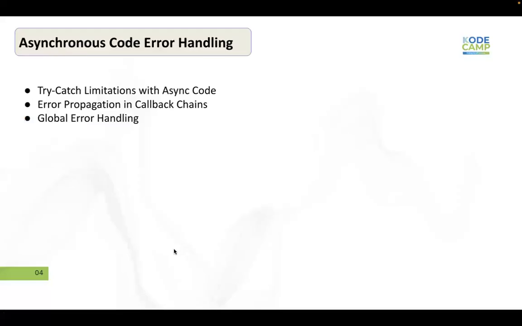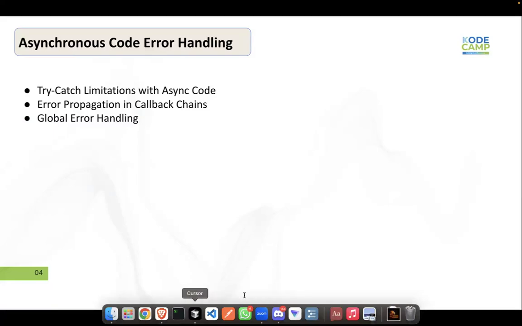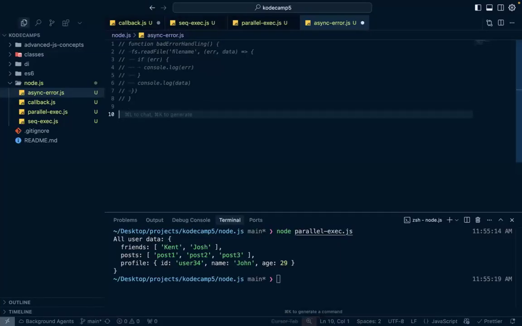Okay, so moving on, we have error propagation in callback chains. So how do we propagate errors in callback chains? So let's see how we can properly propagate errors through callback chains.